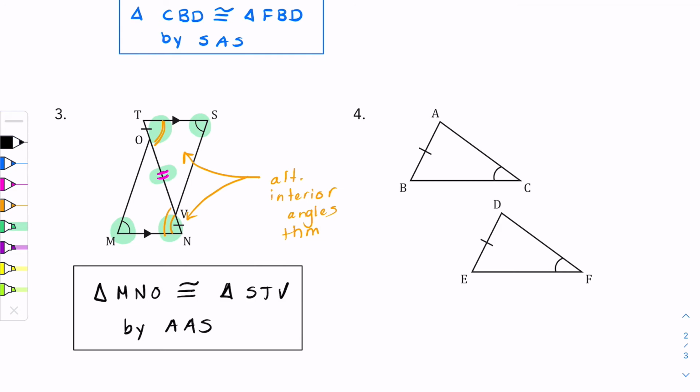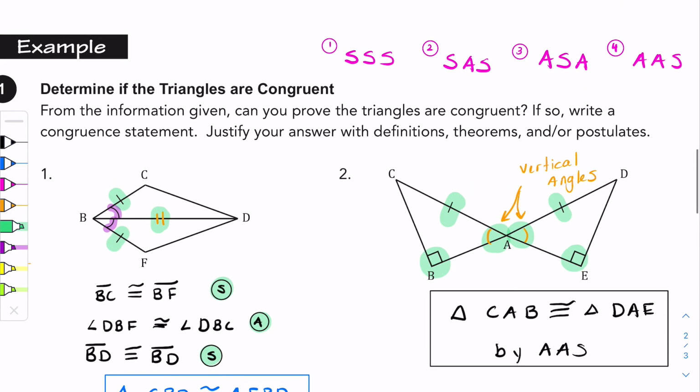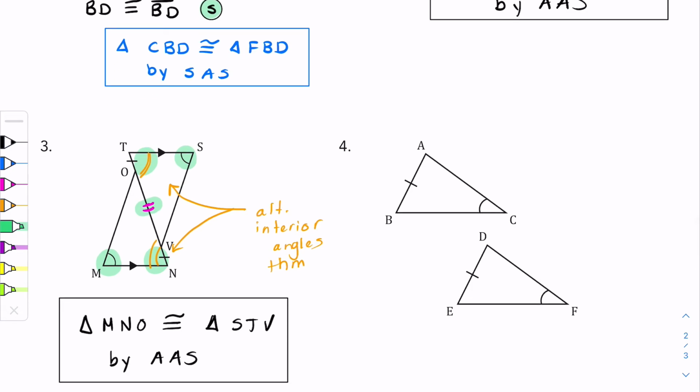And number 4. Number 4 should be very quick to solve because recall that all 4 postulates that we went over, all 4 of these have 3 parts. So they have a combination of 3 pieces between sides and angles. If we scroll down to number 4, all we see here is one angle and one side.